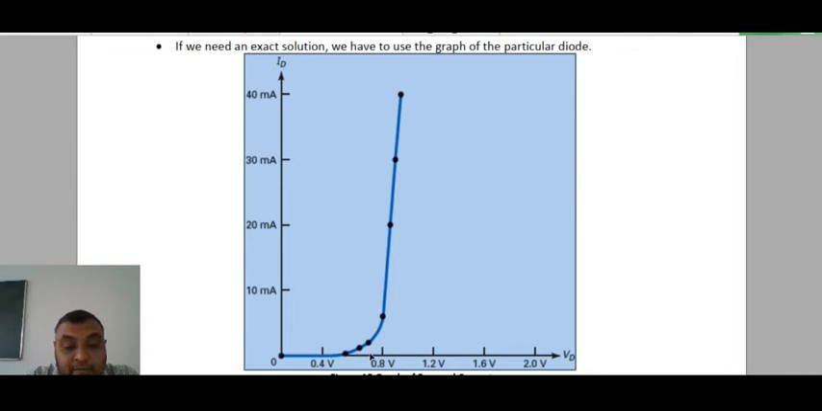After that 0.7 volt, the current increases sharply, or rapidly. Okay, so in the ideal case, the diode characteristic is just like that. When it reaches the potential barrier voltage, which for silicon is 0.7 volt, you get a sharp increase of current in that graph.